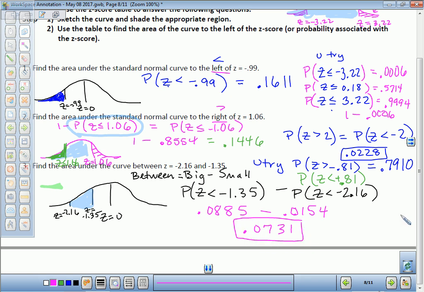All right, questions. Okay, so that was learning a skill on how to read the chart. So now let's apply it.